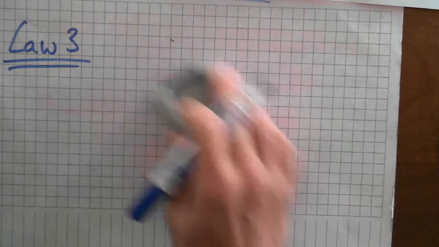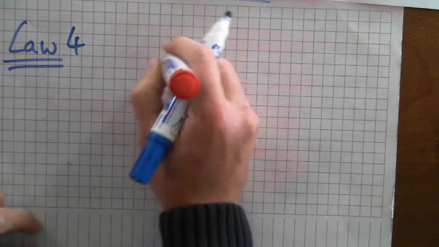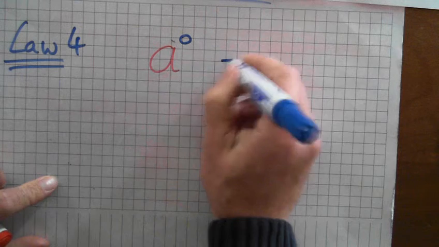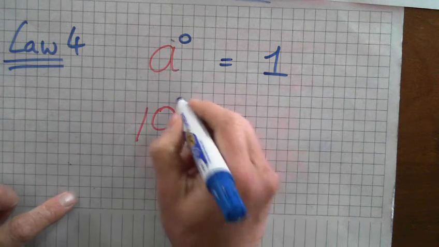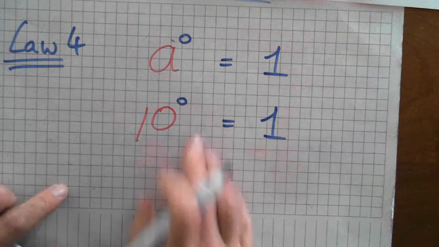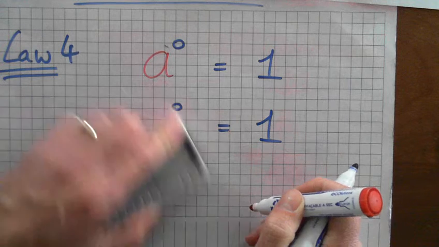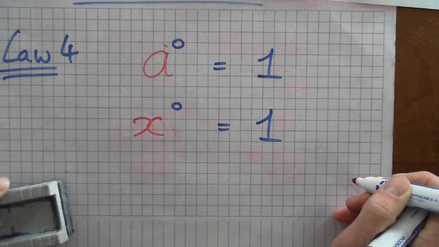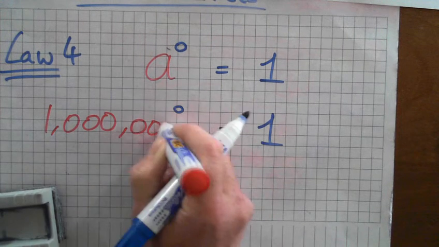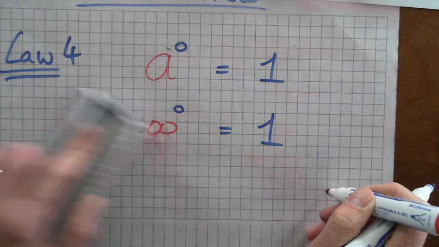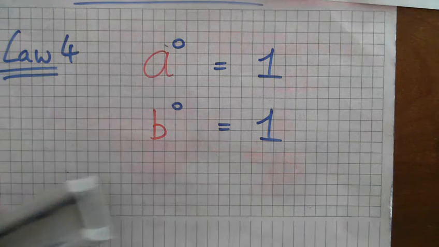Alright, and law number 4. A to the power of 0 is equal to 1. 10 to the power of 0 is equal to 1. 100 to the power of 0 is equal to 1. X to the power of 0 is equal to 1. A million to the power of 0 is equal to 1. Anything to the power of 0 is equal to 1.